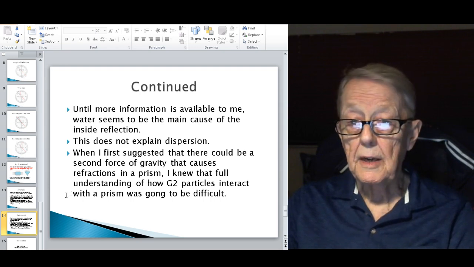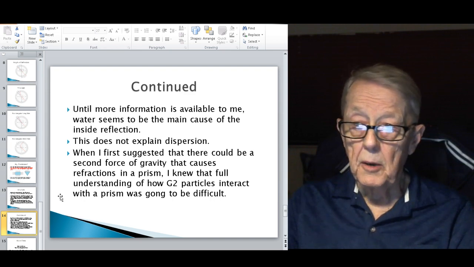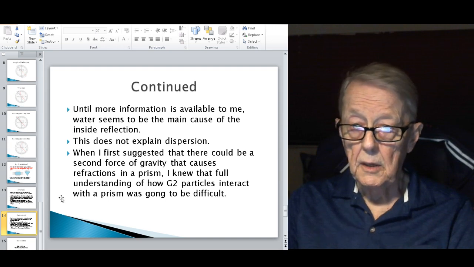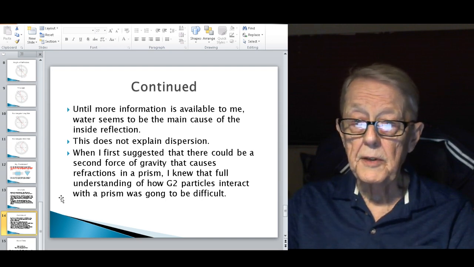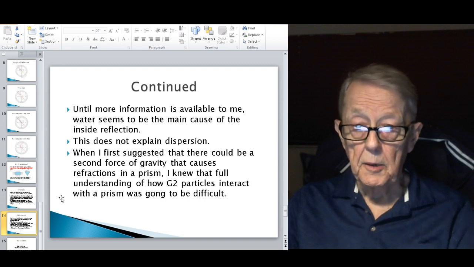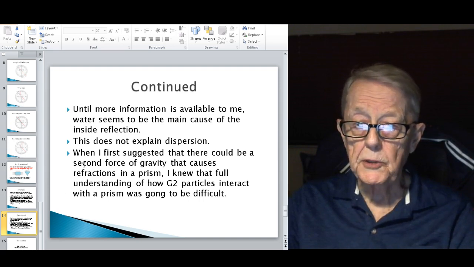You can take a prism, wash it, dry it, heat it up, but because water is easily attracted to glass, how do you get it to not have water? Because water being a solvent, and the G2 force is going to push those water molecules against the glass. This does not explain the dispersion. I hope to go back to that.